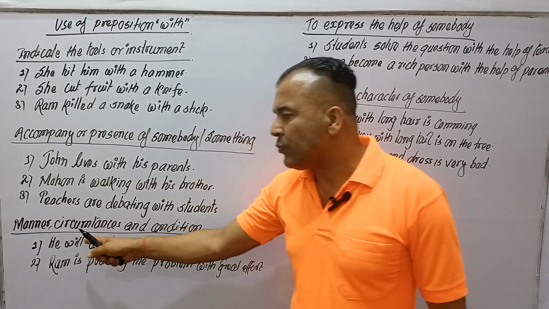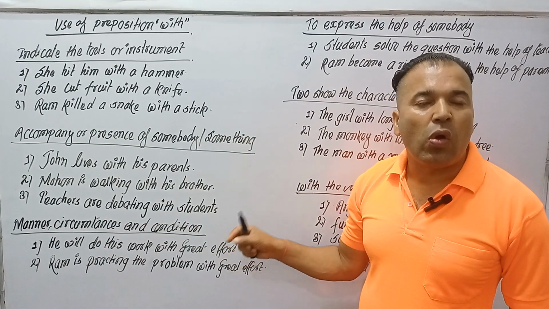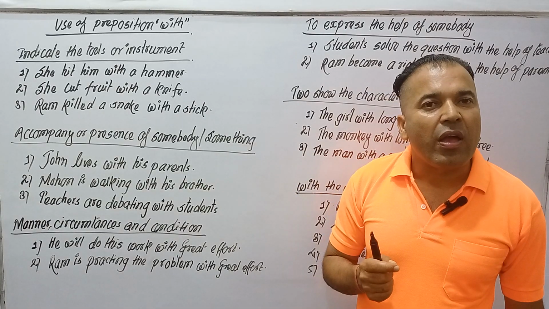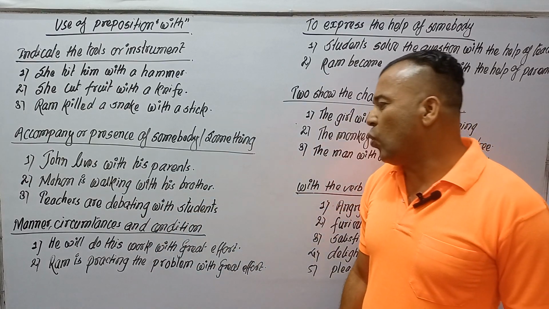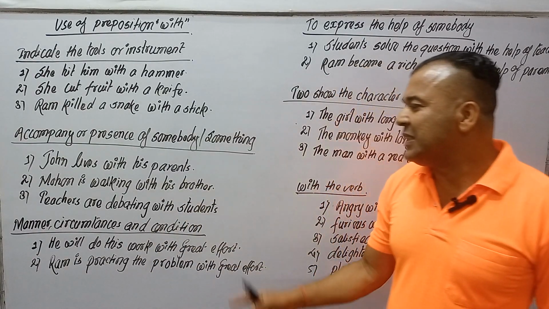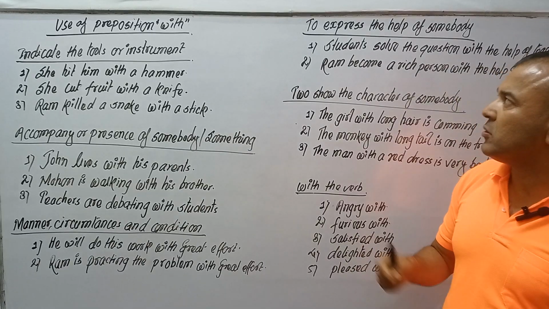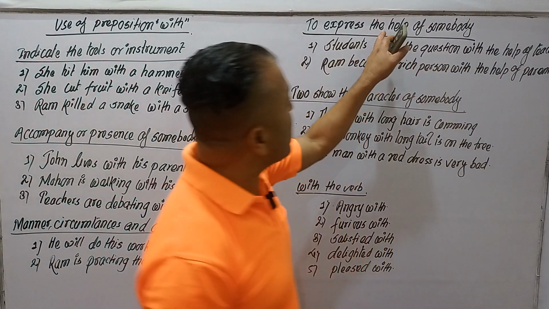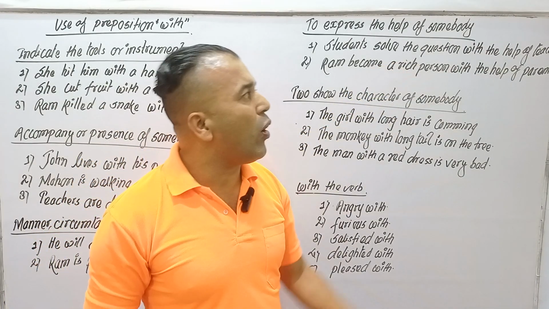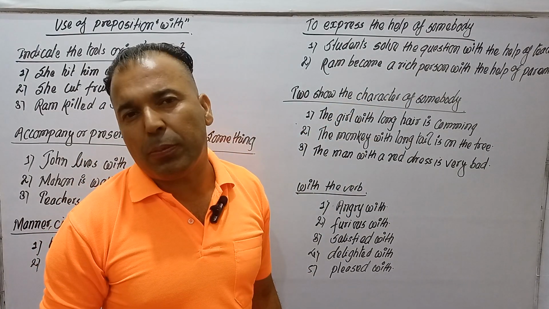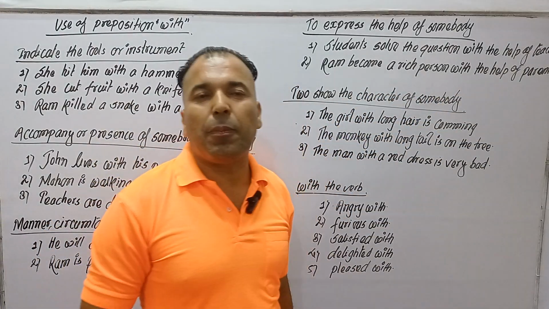Manner, circumstances, and condition also use with. He will do this work with great effort. He is practicing the problem with great effort. To express the help of somebody: students solve the question with the help of the teacher. Ram became rich with the help of his parents.